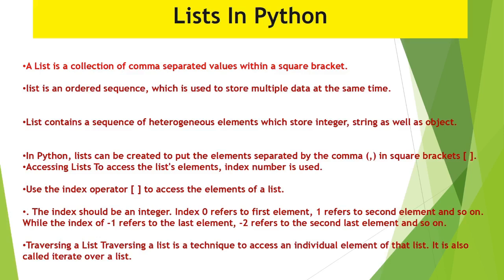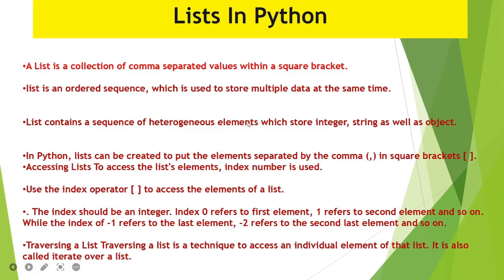Second point is list is an ordered sequence which is used to store multiple data at the same time. List is one ordered sequence like our string and tuple. That means the indexing concept is there. With the help of index number we can access the element or elements from the list variable, and here we can store multiple data at the same time.